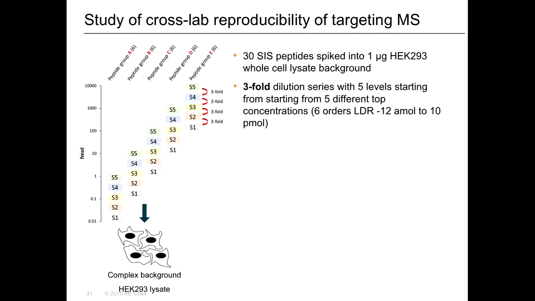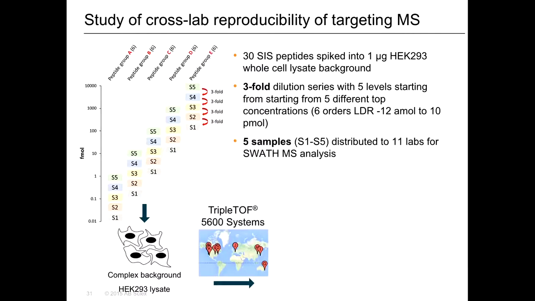The experimental design was that we took a lysate of a human cell line, digested it and made lots of it, and into this we titrated a number of 30 isotope-labeled peptides at various abundances. So a sample set was created where these synthetic peptides were going through a dilution series, and then these samples were sent out to various laboratories, in fact 11 laboratories who agreed to participate.